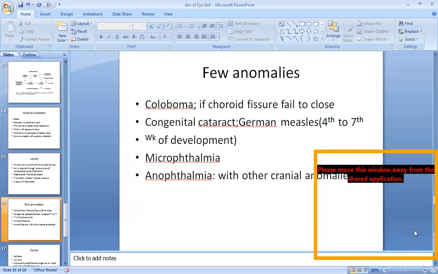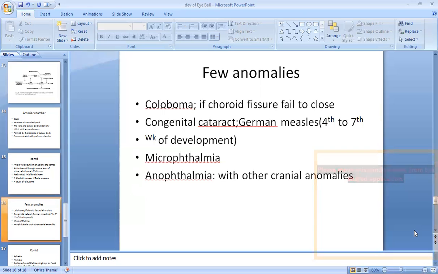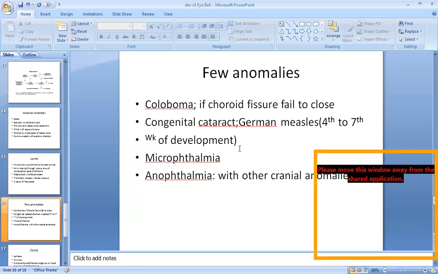This was the normal development, how they developed. Now, if some abnormalities occur, the first is coloboma. What is coloboma? I told you that the optic stalk has the choroid fissure, and this choroid fissure normally closes. But if it fails to close, it results in coloboma. The other is congenital cataract. If German measles affects the mother in about 4 to 7 weeks of development, there will be abnormality which will cause congenital cataract.